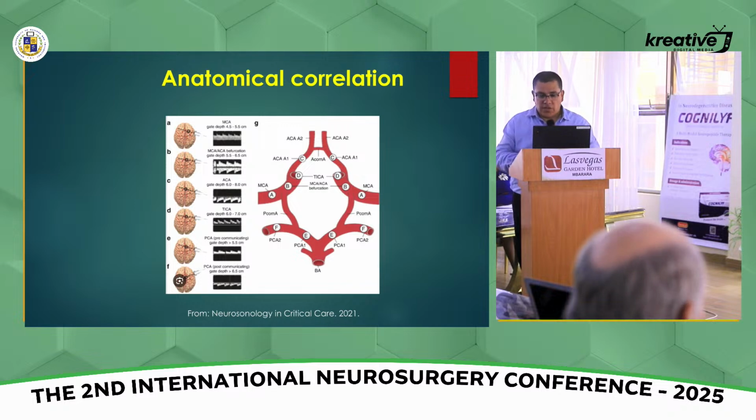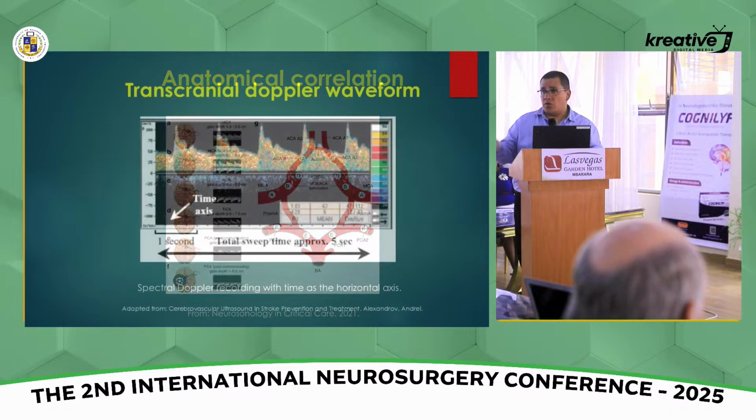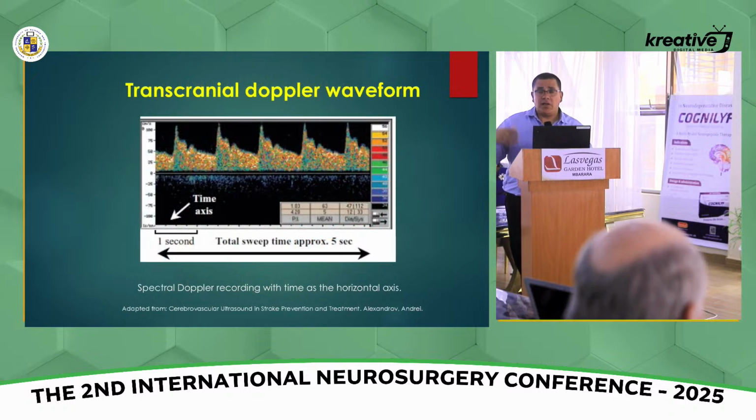If the flow is positive or negative. If it's positive, it's coming towards you. If it's negative, it's going away. Hence, that allows you to identify the vessel in a more accurate fashion.